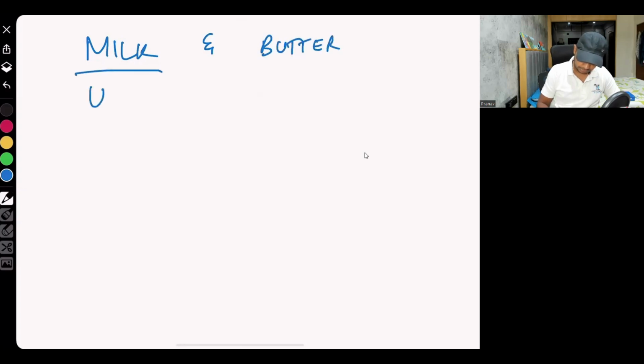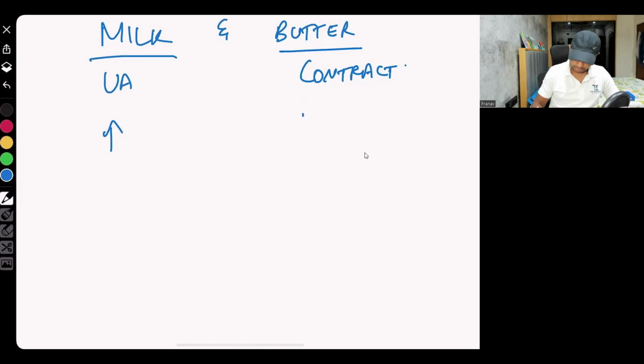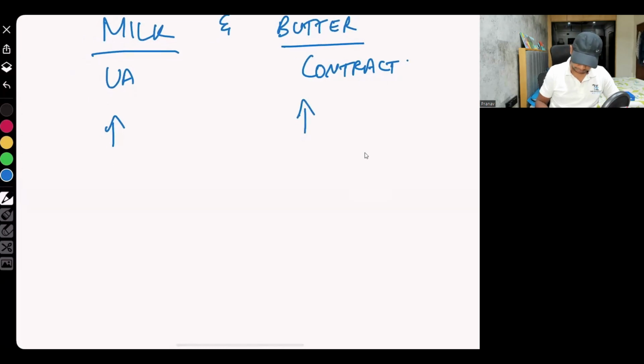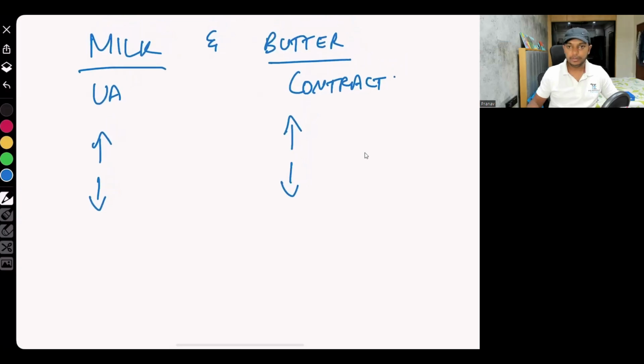Let's assume that milk is the underlying asset and butter is the contract. If the value of milk goes up, what is going to happen to the value of butter? Is it going to go up or down? Yes, it is going to go up. And if the value of milk comes down, the value of butter also comes down, right? So the value of butter is dependent on the value of milk.